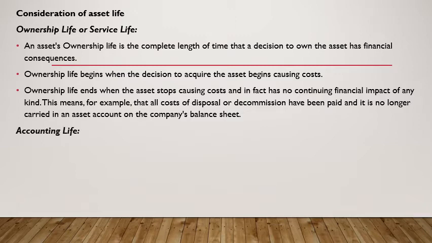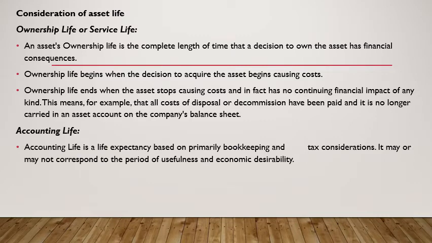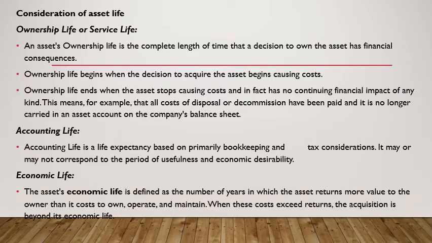Accounting life. What is accounting life? It is a life expectancy based on the primary bookkeeping and tax consideration and may not reflect the usefulness of the asset. Economic desirability and all those things are not a point in accounting life. Economic life, this is very, very important. See, economic life is entirely different compared to ownership life. In ownership life, the owner may continue to use that particular asset whether it is economical to use or not, because it's a pride thing for him.